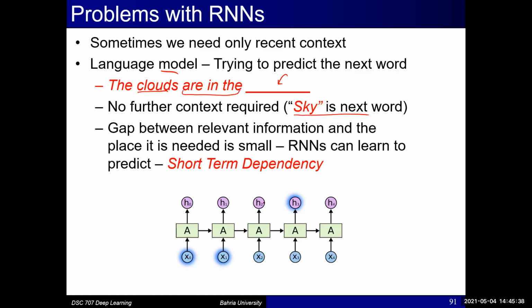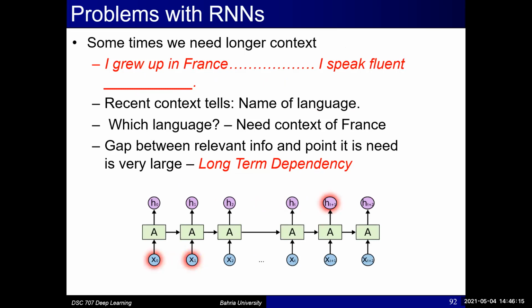3 words. So technically you can say that this is the information which is trying to help you, and you are predicting something here. So you can say that the gap between the relevant information and the point where it is needed is small. For example, the relevant information was cloud, and it is needed here. In between you have only 3 words, so this gap is small. This is called a short-term dependency. The difference between cloud and sky is only 3 words.